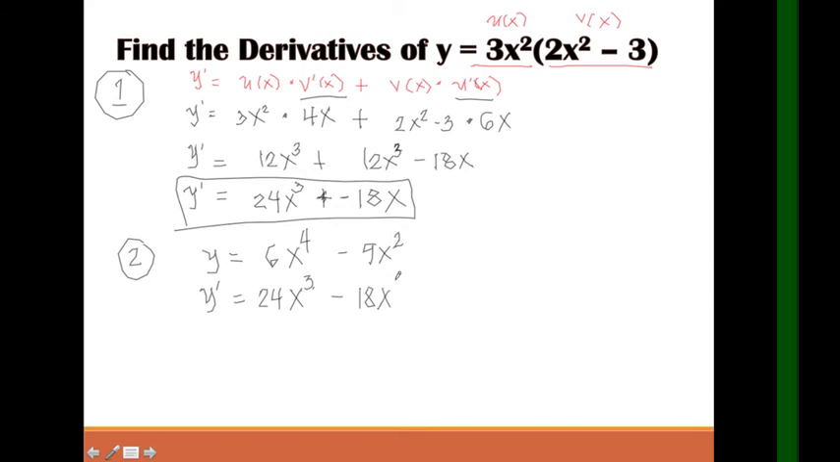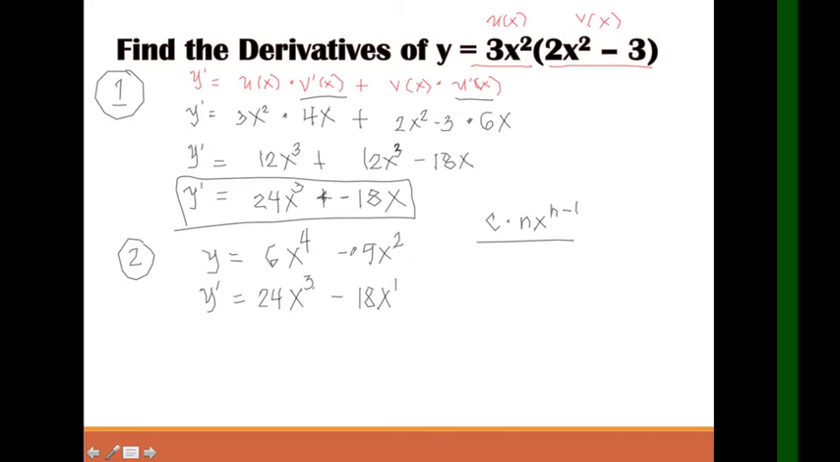2 minus 1 is 1. Now, if you still remember the constant multiple rule and the product rule, that is c times n x to the n minus 1. 6 is a constant, and then n is 4. 6 times 4 is 24. 4 minus 1, which is n minus 1, is 3.